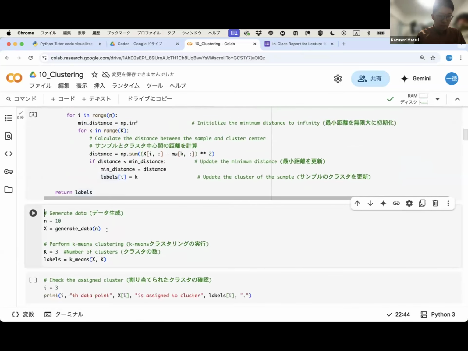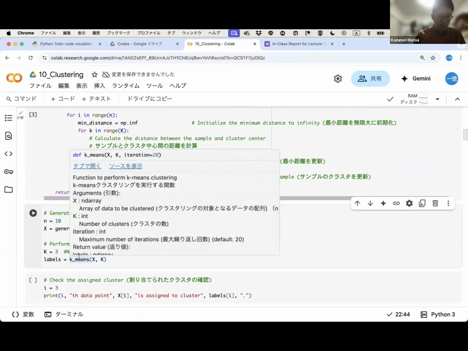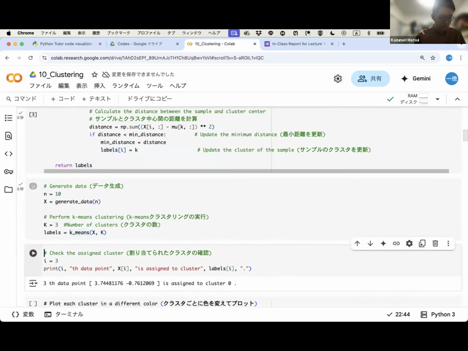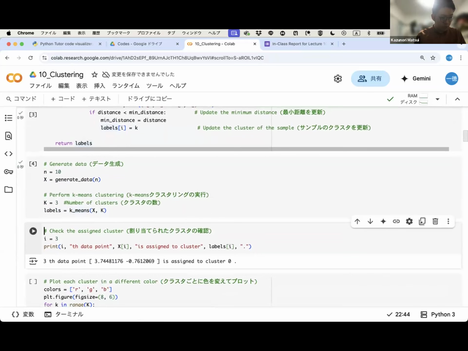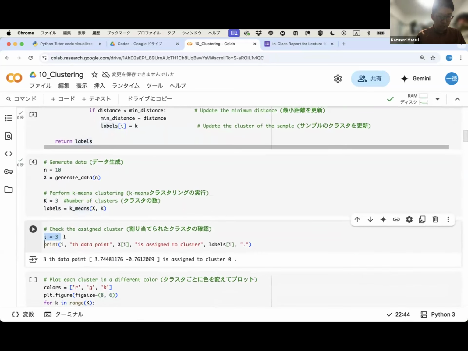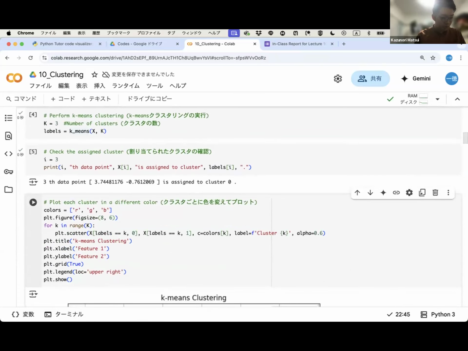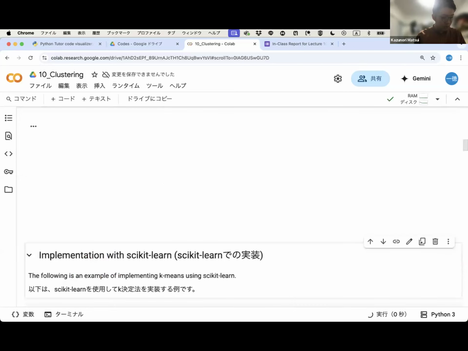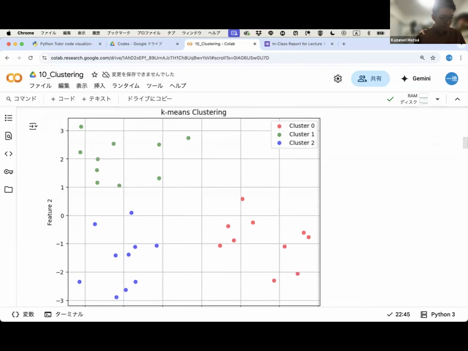When data is given like this, and we specify the number of clusters and estimate clusters with the k-means method, for example, if we want to see which cluster the third data point was assigned to, we can look at label 3. When we plot with different colors for each cluster, it looks like this.